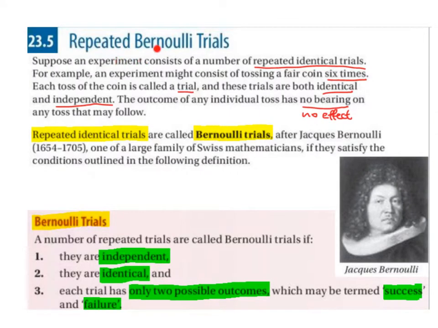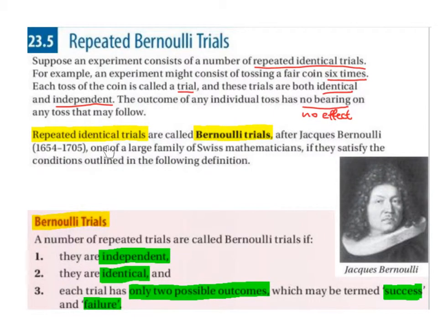Repeated Bernoulli trials. Suppose an experiment consists of a number of repeated identical trials. For example, an experiment might consist of tossing a fair coin 6 times. Each toss of the coin is called a trial, and these trials are both identical and independent. The outcome of any individual toss has no bearing, which means no effect, on any toss that may follow.